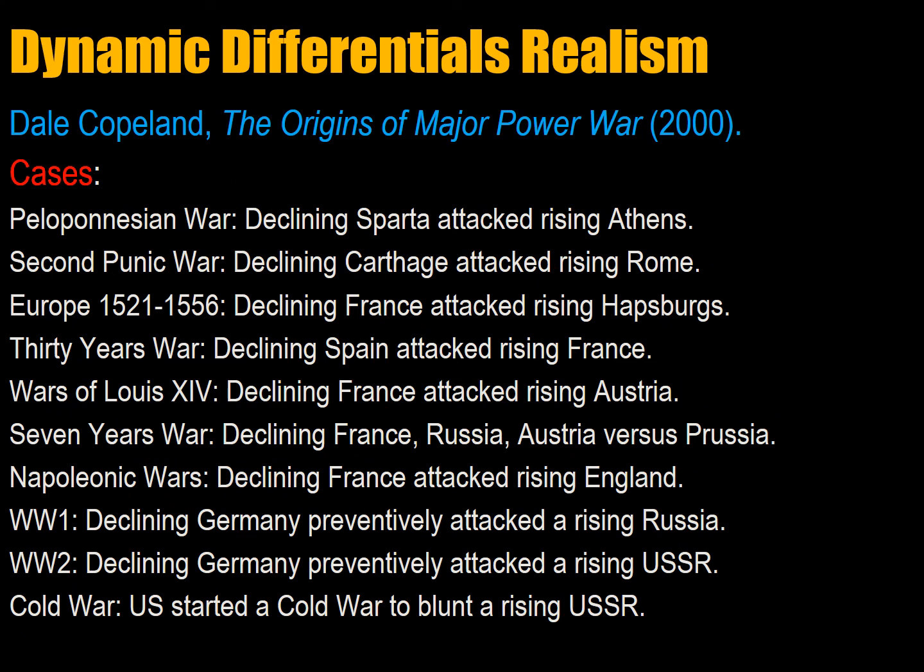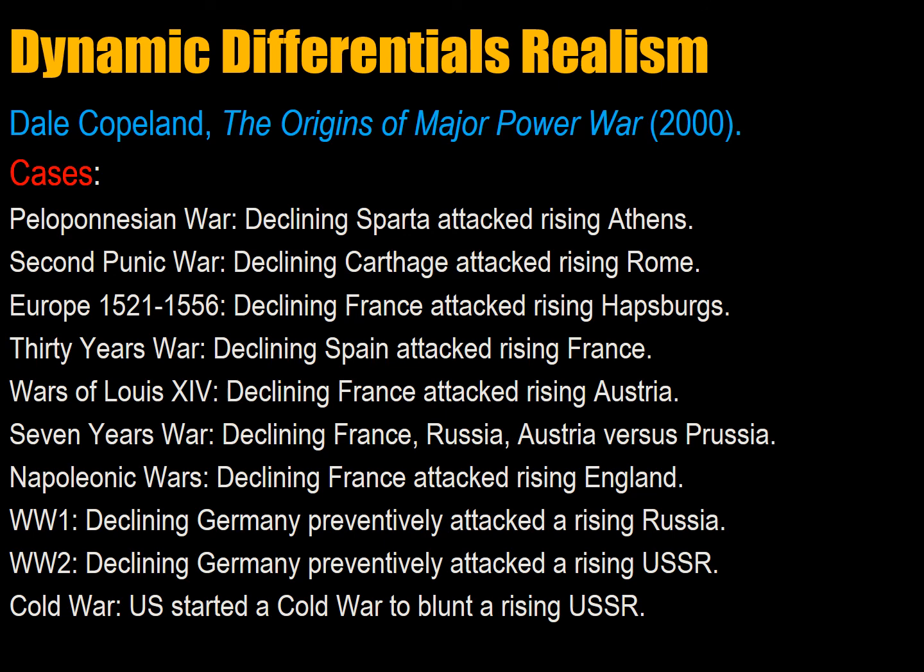So these are Copeland's many case studies. In the Peloponnesian War, you had a declining Sparta that attacked a rising Athens. So here you have the status quo power, the stronger power, confronting a new potential hegemon. In the Second Punic War, you had a declining Carthage attacking a rising Rome. In Europe from 1521 to 1556, you had a declining France attacking a rising Habsburg, Austrian, Spanish Empire in Italy and in the Americas.